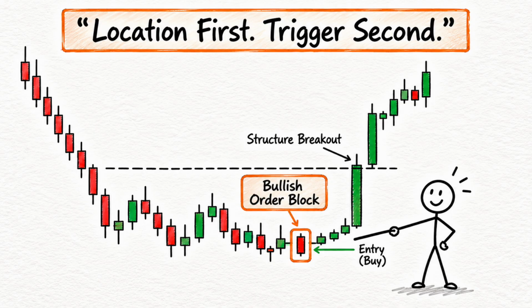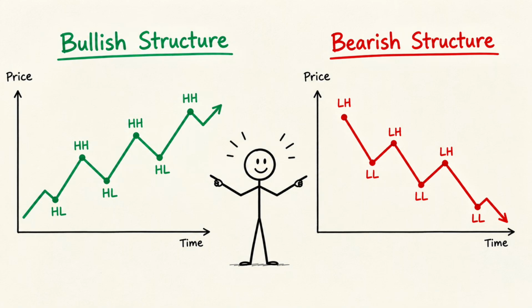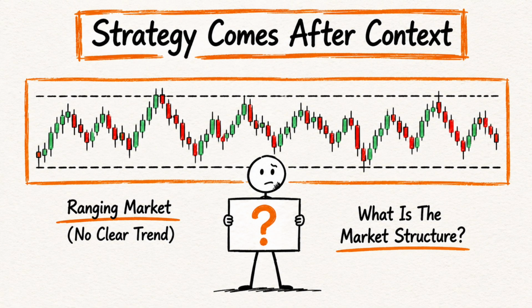20. Market structure. Everything we've discussed so far becomes much easier when you understand this. Bullish structure: higher highs plus higher lows. Bearish structure: lower highs plus lower lows. That's the foundation. If the higher time frame structure is bullish, why are you constantly looking for shorts? If the structure is bearish, why are you desperately searching for longs? And if the market is ranging, don't force a trend where there isn't one.